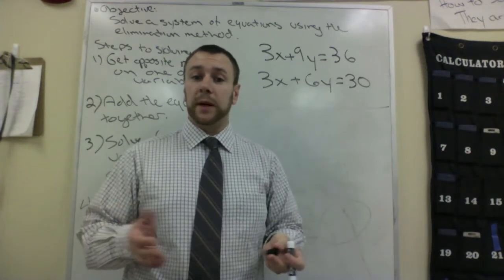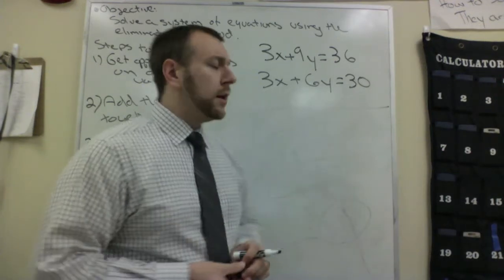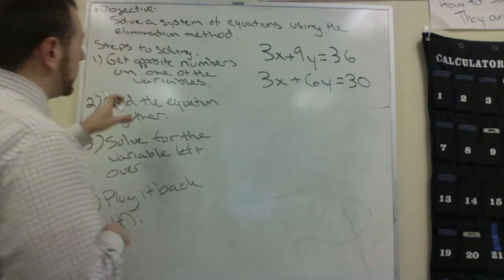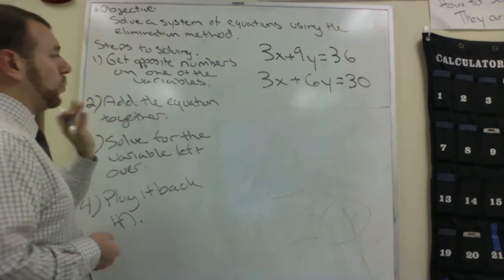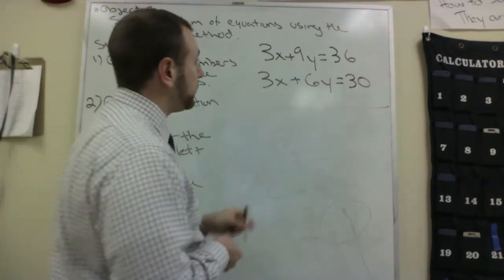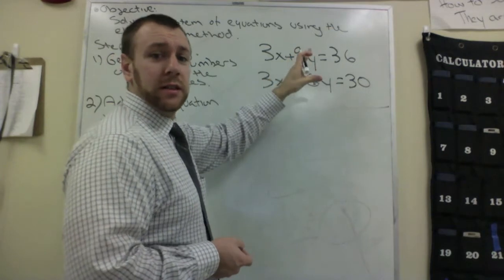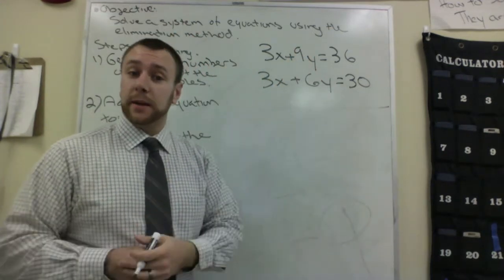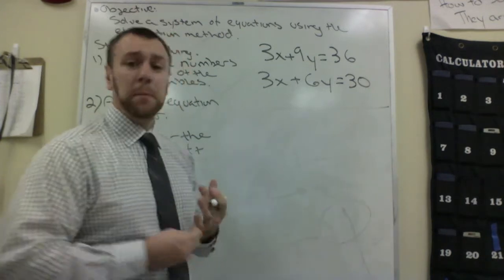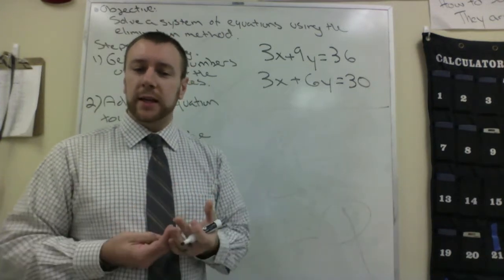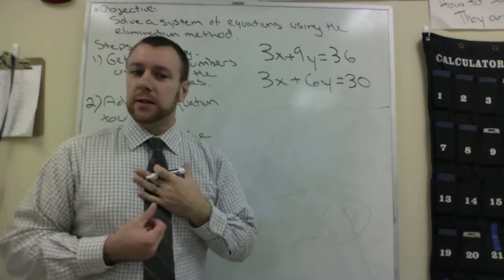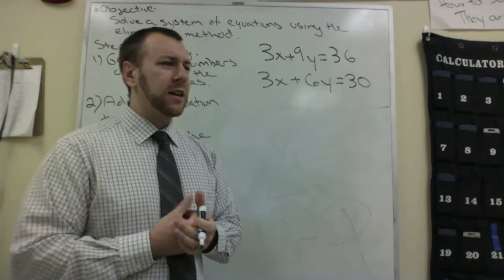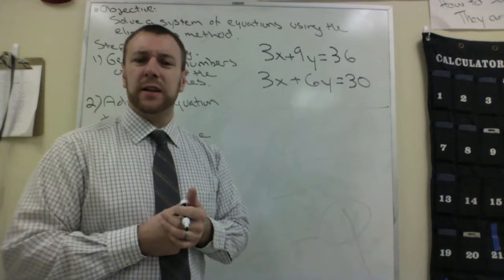This is example 3. So it's slightly different. So I have to go through my steps number 1, 2, 3, 4. Okay, so I need to get opposite numbers on one of the variables. Now, 9 and 6, those aren't even close to the same numbers. Okay, but 3 and 3, those are the same numbers. Now I gotta make them opposite. So some people say that you can subtract these. I don't like to subtract personally because oftentimes kids will screw up the negatives and positives.